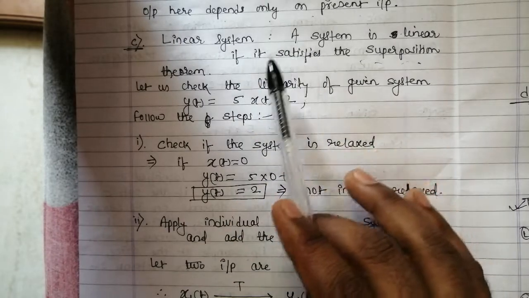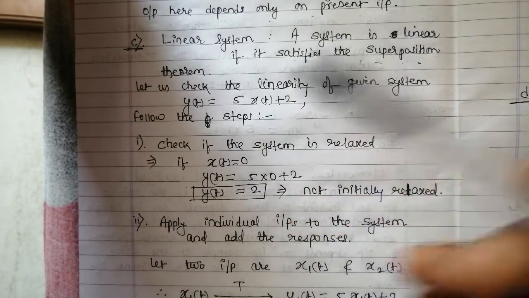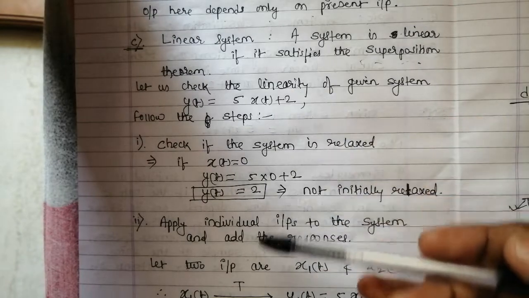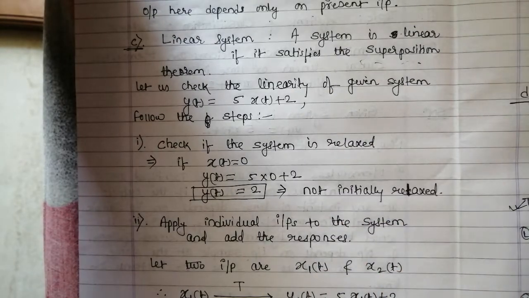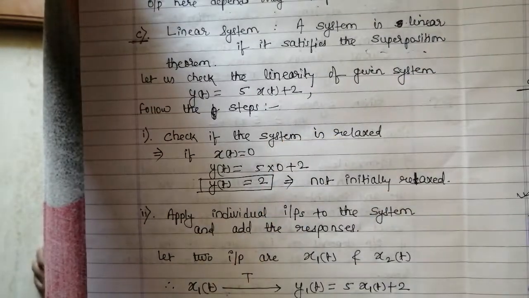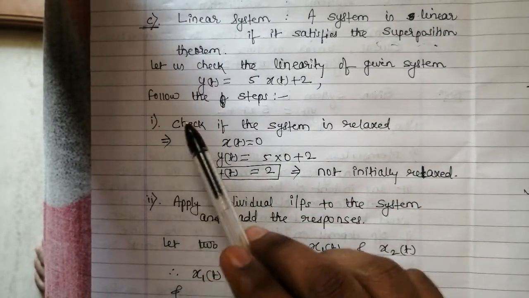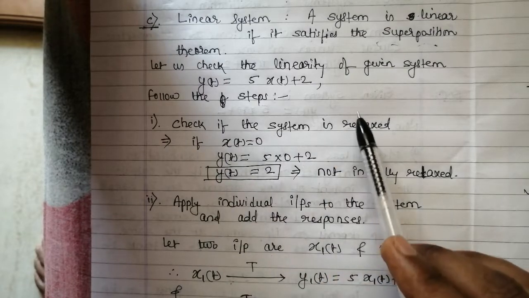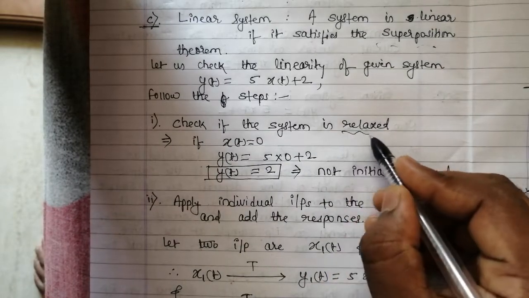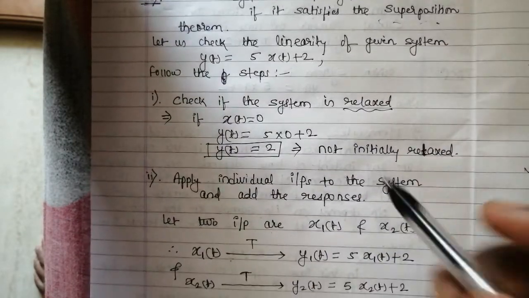Theoretically it is clear that a system is linear if it satisfies the superposition theorem. Now we will understand what exactly superposition means through these steps. First, you have to check if the system is relaxed. What is the meaning of relaxed? We will see here.